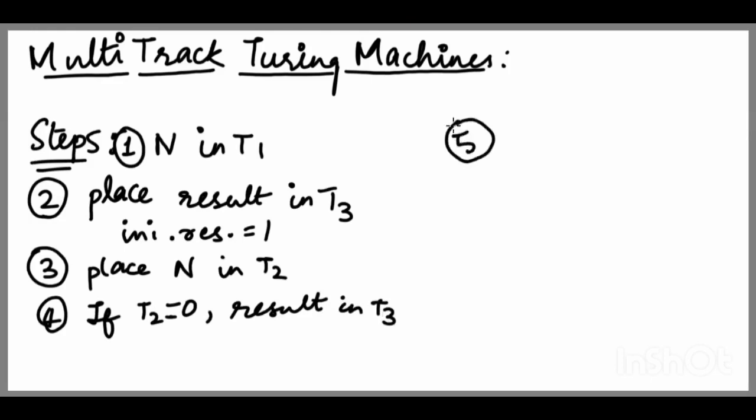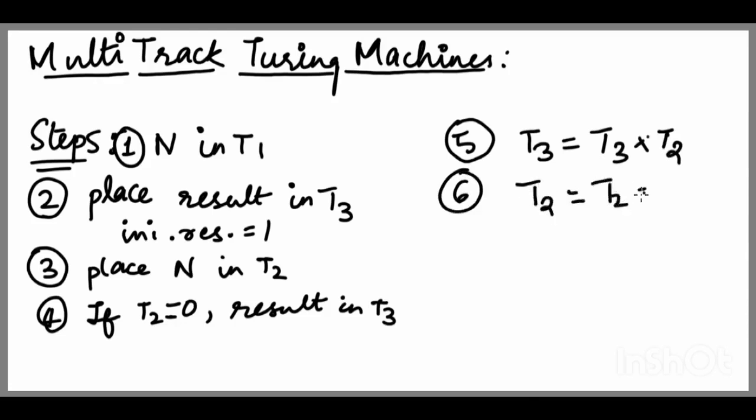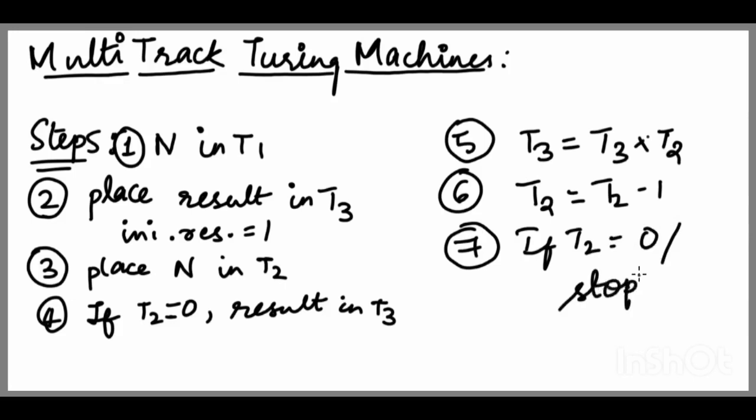Step 5, we will be updating the result in T3, that is T3 equal to T3 times T2. In the sixth step, we will be decrementing the value in T2, that is T2 equal to T2 minus 1. And finally, in the seventh step, if T2 experiences 0, then we terminate the process. And the final result would be placed in T3. Let's design the Turing machine for the algorithm.